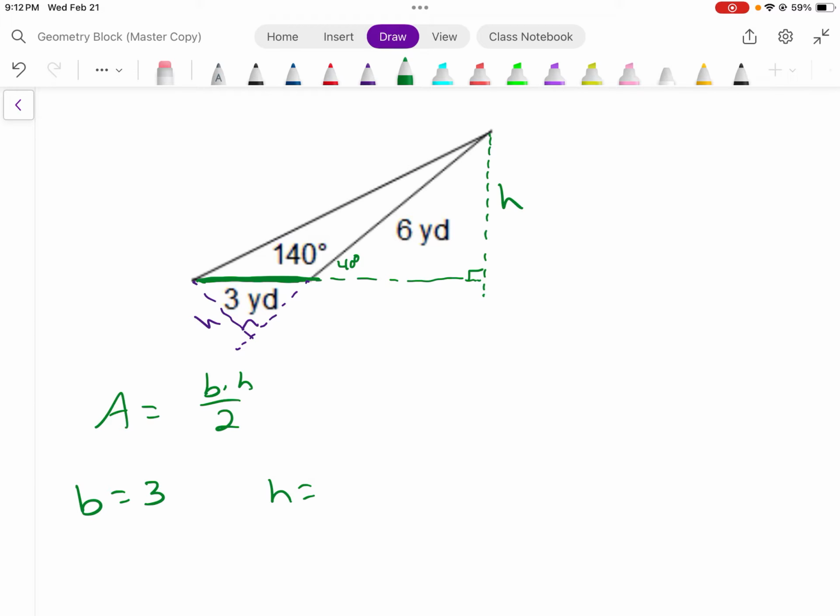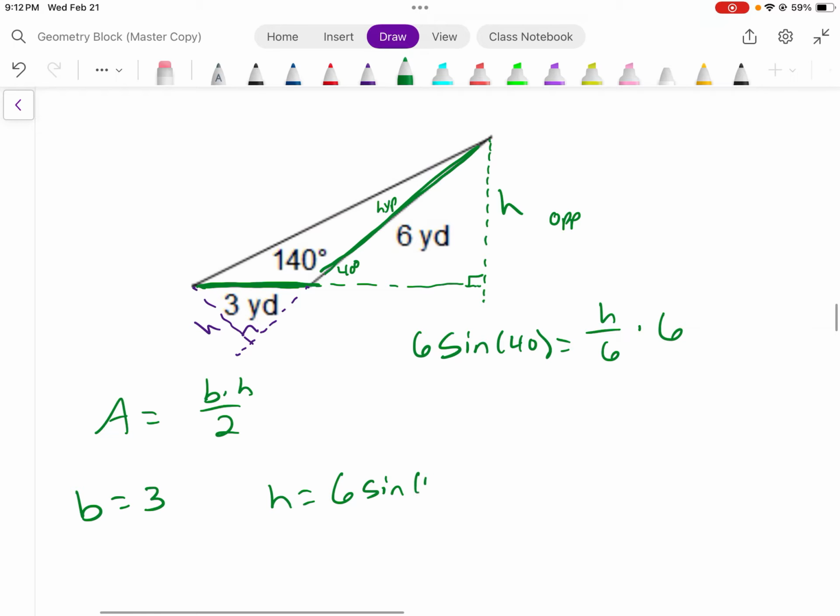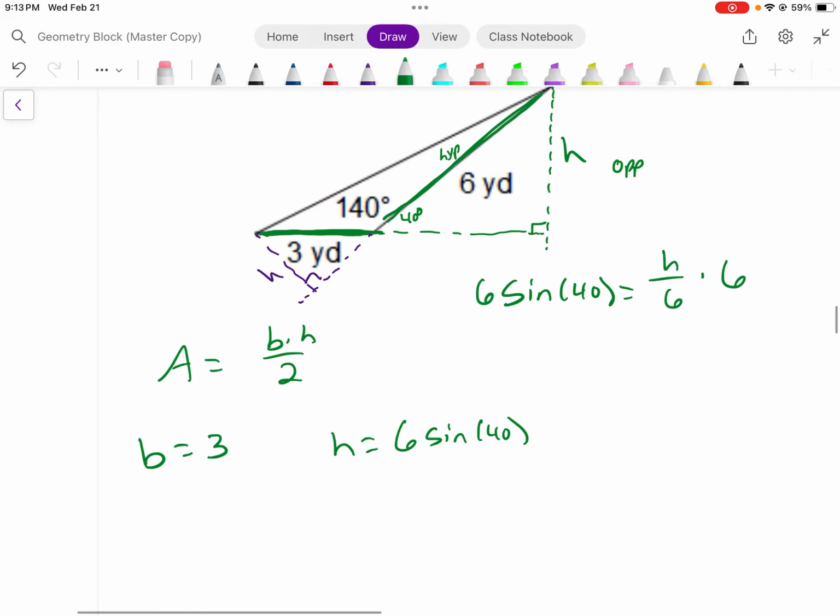Now, if you notice, got a linear pair there, so that's 40 degrees. And I know that this hypotenuse is 6. Right here is the 6. I have 2 known things, so I can find height. Opposite, and then that would be my hypotenuse. Opposite over hypotenuse, so that's our sine. So sine of 40 degrees is equal to the opposite, which is h, over 6. Solving for h, h is equal to 6 sine of 40.